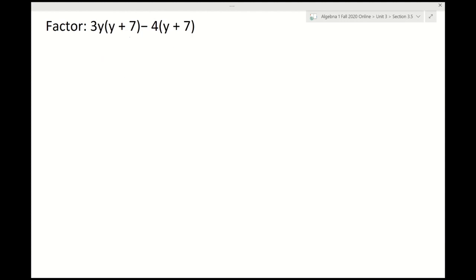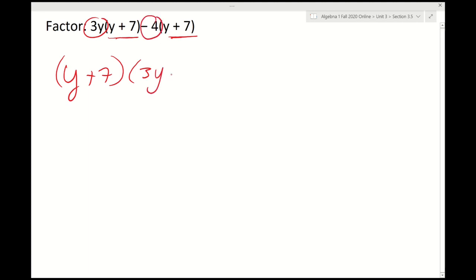We have this. What do we see in common? Well, in fact, we see that each of these two terms has a y plus 7 in them. So we can then factor that out, and that will leave us with a 3y and a minus 4.